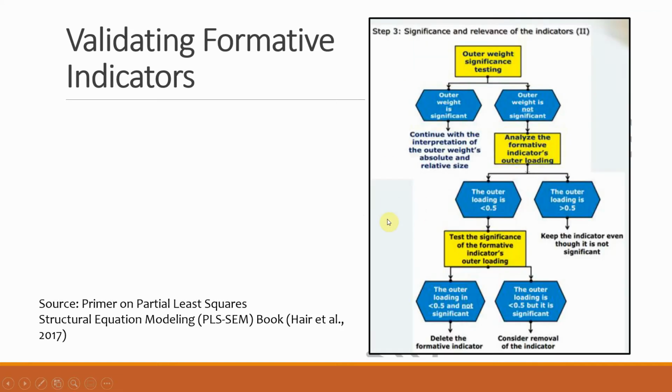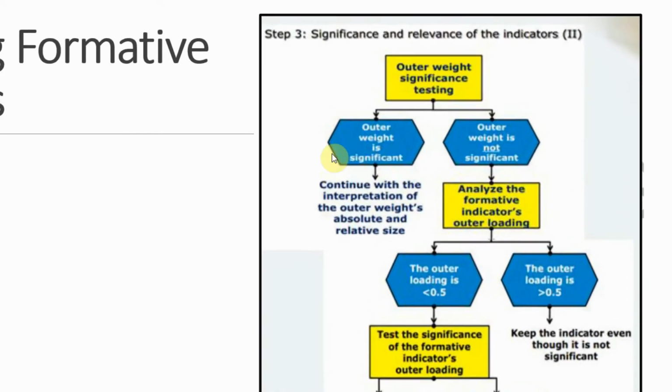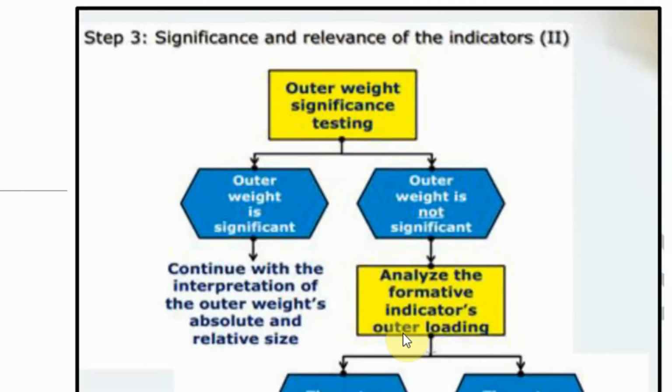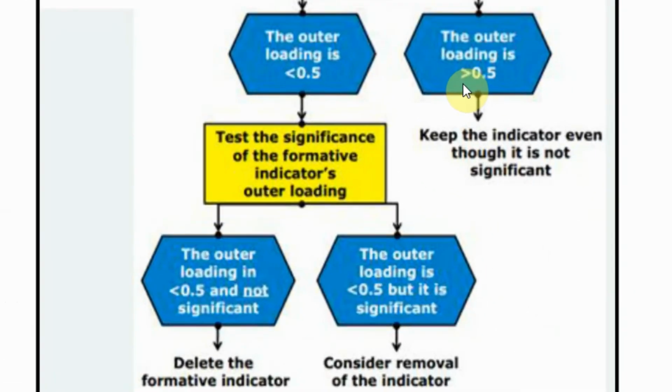So once your VIF values are done, the next step is significance of outer weights. Look at the outer weights. If the outer weights are significant, we are going to continue with the interpretation of outer weights' absolute and relative size. However, if your outer weights are not significant, then we are going to assess the outer loading. If the outer loading is greater than 0.5, we are going to keep the indicator even though it is not significant. But what if it's less than 0.5?